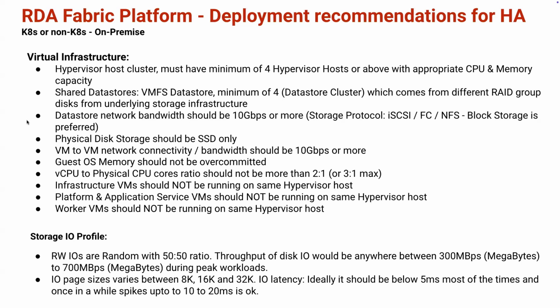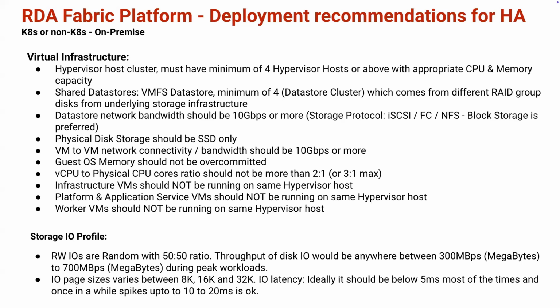When it comes to the storage I/O profile, we use different database services for different use cases. So our I/Os are very random with a 50-50 ratio, and the throughput for the disk I/O at any point in time should not be less than 300 Mbps. At the peak, it should be able to reach 700 Mbps, depending on the workloads.